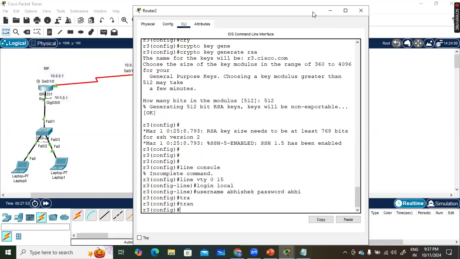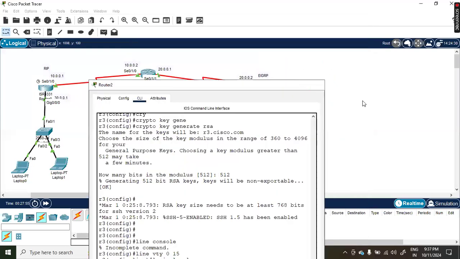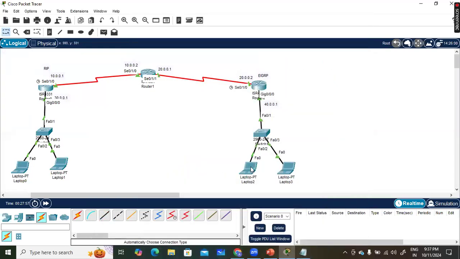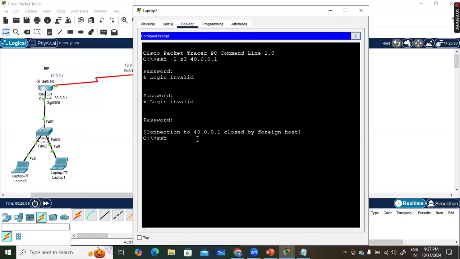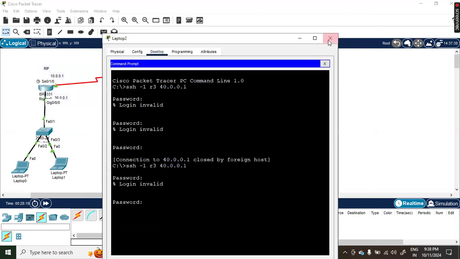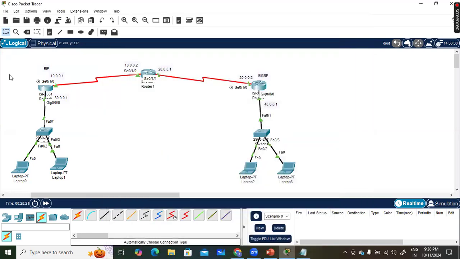Just see whether the command is working or not. It should work. Command prompt, SSH -l R3 40.1. Password is password. Just give me a second. We'll just configure again. Just give me a second.